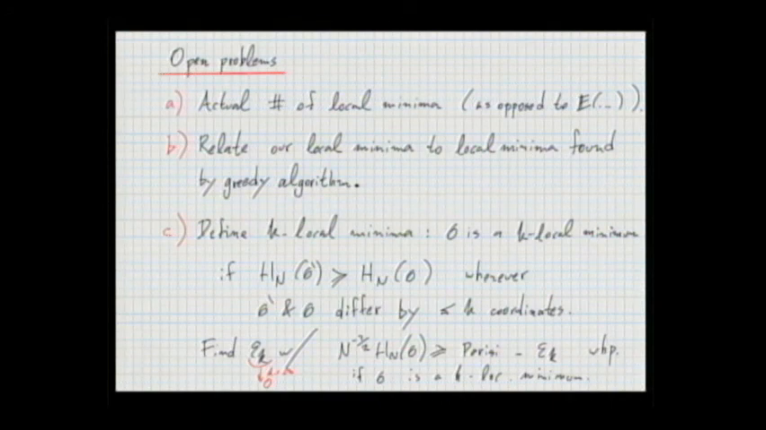Another question that I think is very interesting is that we want to relate these local minima that we find, where we condition on a configuration being a local minimum, to the local minima that this greedy algorithm finds. What can we say about them? Are they the same somehow? Are they different? At this point, we don't really know much. But this is the problem that I like the most here.